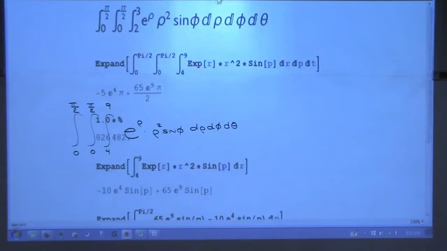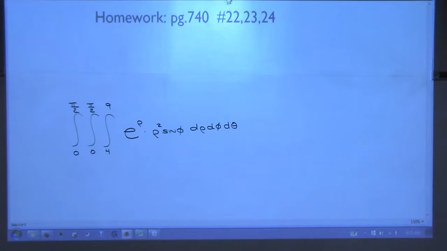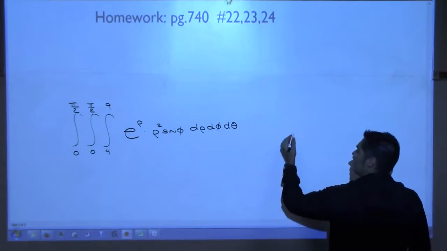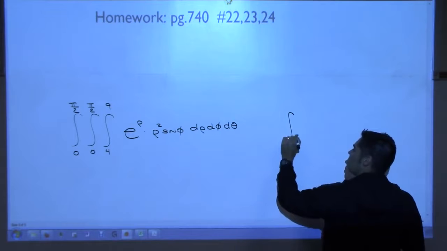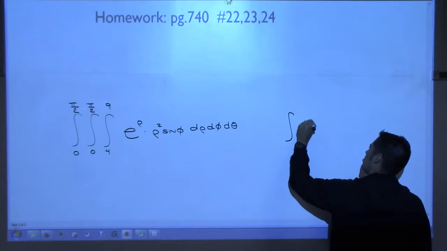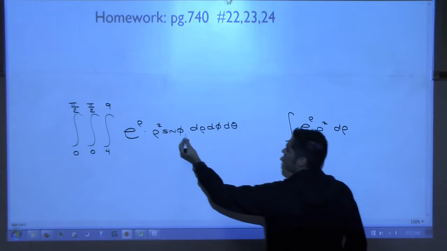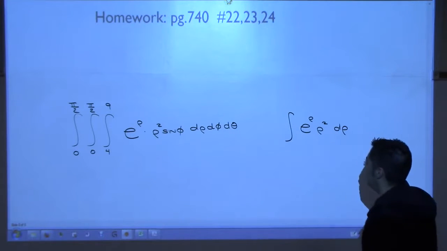You know what? Since that's all I have to talk about with this, and there's some more videos with examples, let me go ahead and work this one out. So I want to do the integral of e to the rho times rho squared d rho. And I know that I have a sine phi here, but I'm going to ignore it because it's a constant.